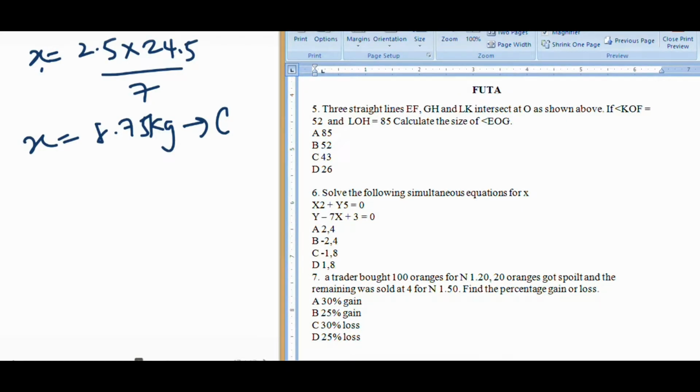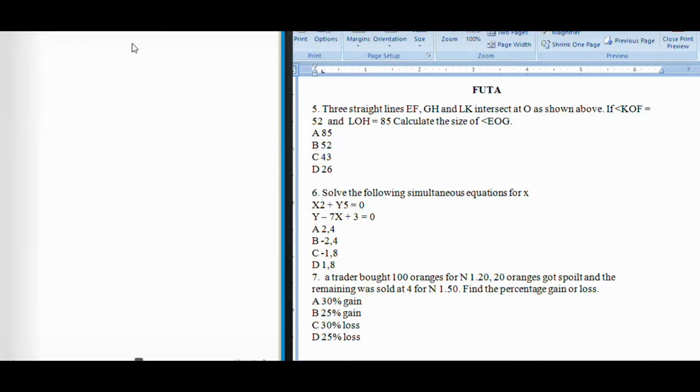Lines EF, GH, and LK intercept at O, as shown above.